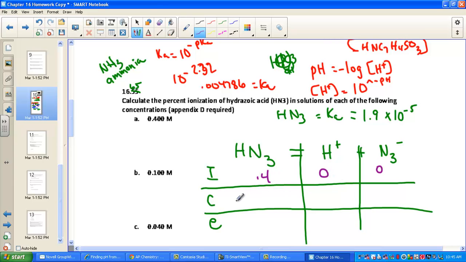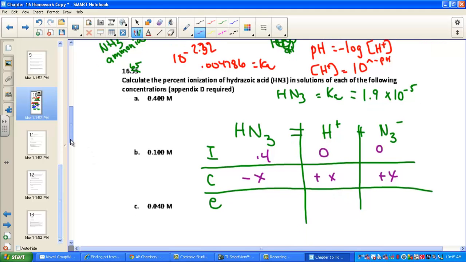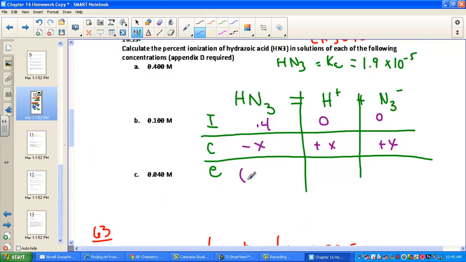We know initially there would yet to be any ions forming, so those values are 0. We know that reactants get used and products get made, so we'll let the change row be represented by the values of X. X decreasing, so at equilibrium we have 0.4 minus X. Here we'd have a value of X, and here we have a value of X.